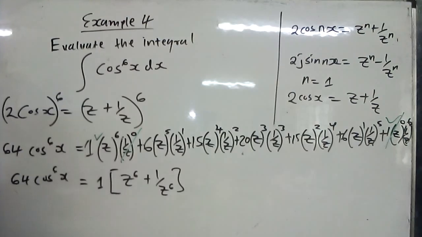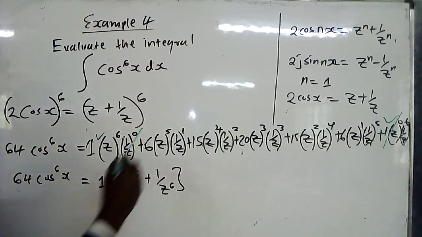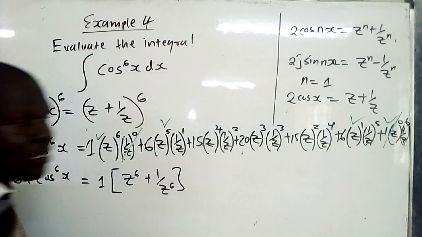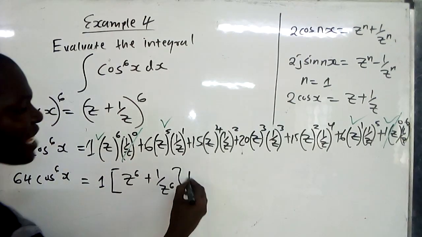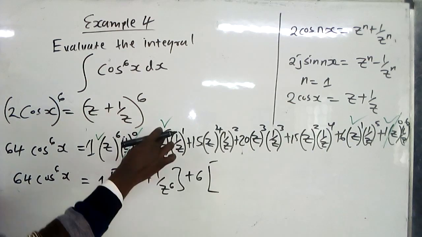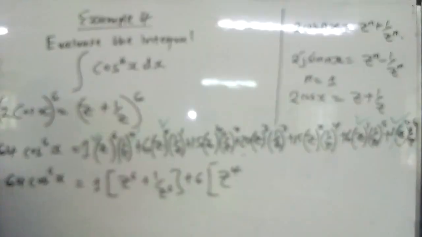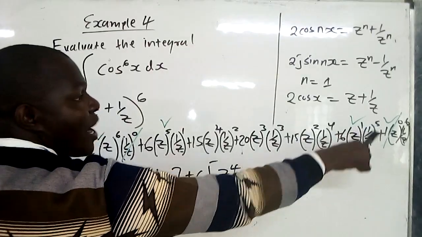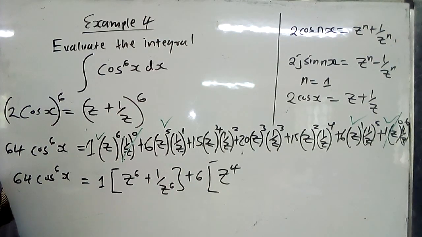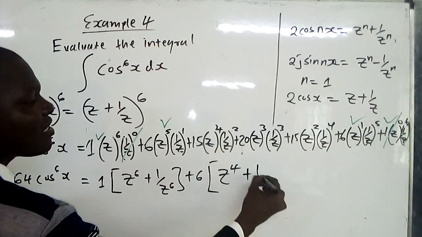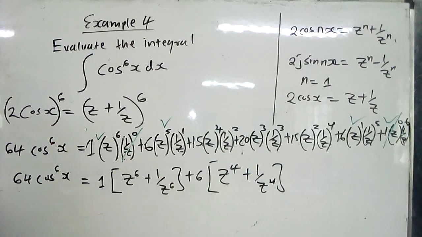You move on. The ones with a coefficient of 6 must have the same power, isn't it? It means you are joining this with that. Are we together? So if you put plus 6 outside, what do you have inside the bracket? Z raised to power 5 divided by z, you get z raised to power 4. Meaning this other one must also be 1 over z raised to power 4, isn't it? Because they have the same coefficient. Are we together? So it means it is plus 1 over z raised to power 4 because there is no negative sign there. Are we together?